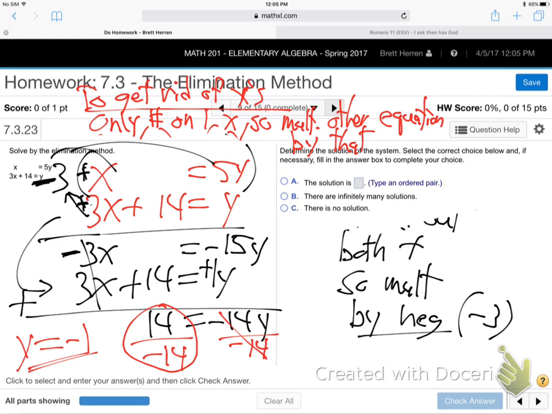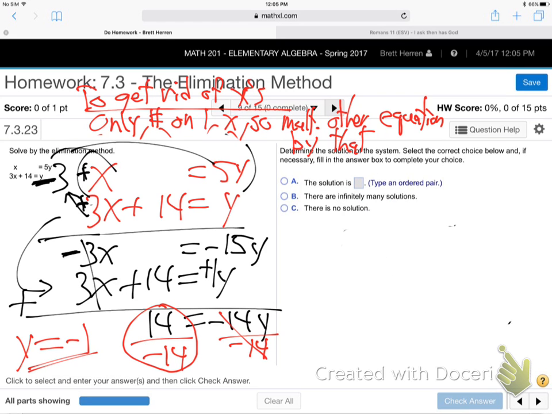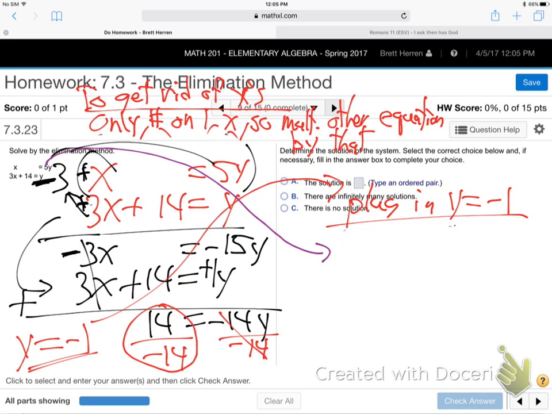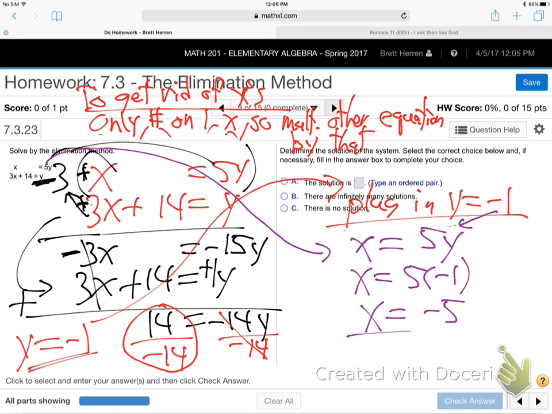Let's come back over here, and now we plug in to get the other one. Bring it over here. Plug in. Y is negative 1. So which equation do we grab? I'll just grab the first one. It doesn't really matter. That actually will be the easiest one. X equals 5y. Plug in the negative 1. X equals 5 times negative 1. X equals negative 5. We got it.